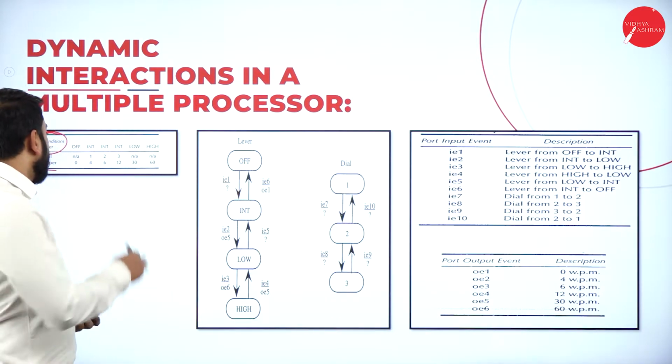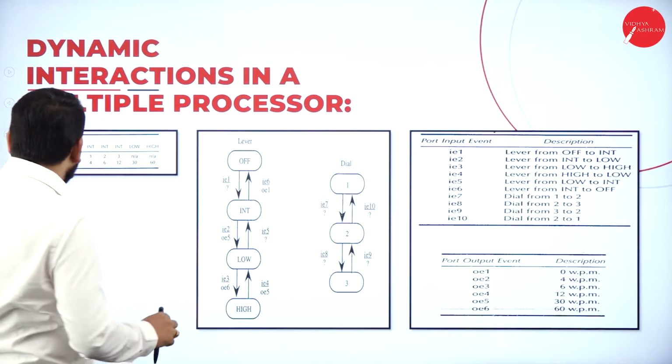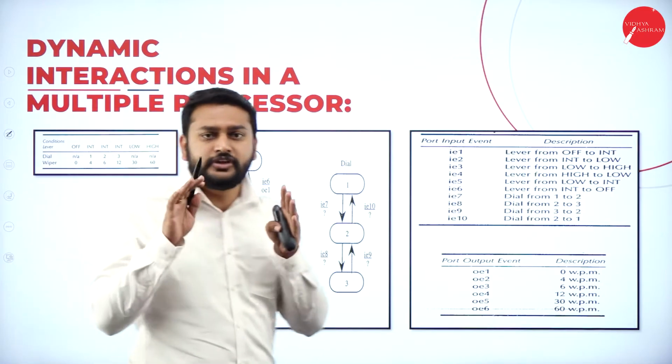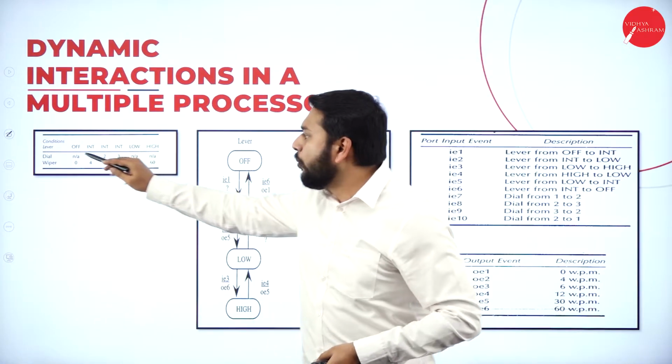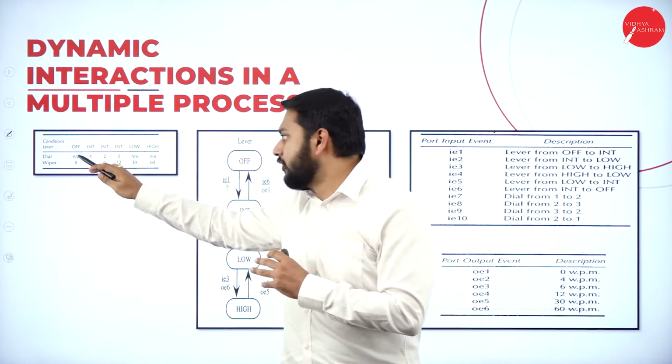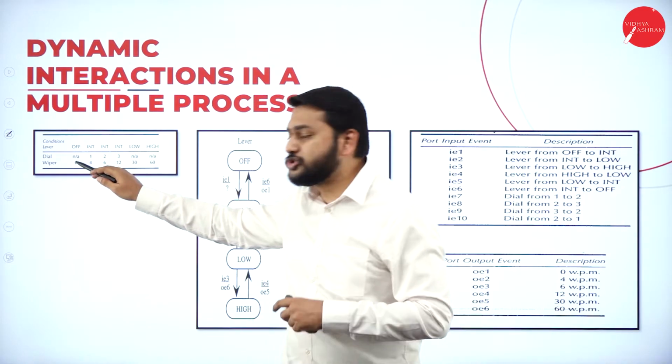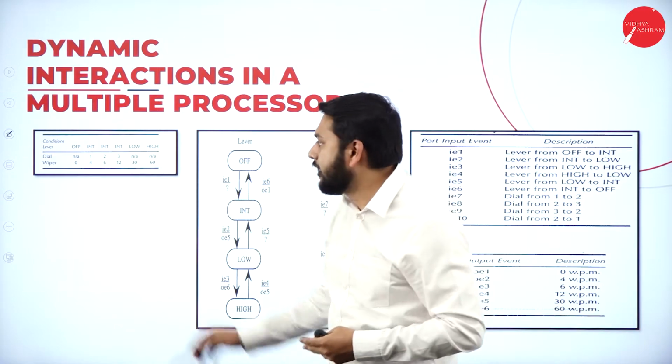So guys, please observe this example. Let me clear the screen for all of you. What exactly do I have here? I have the initial table. When the lever condition is off, please observe, dial is not applicable and wiper speed is 0. So fine, I understood that.